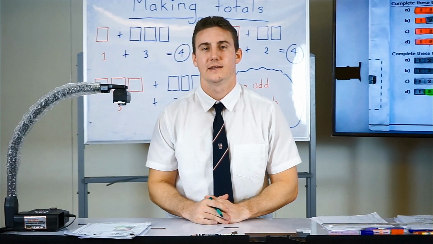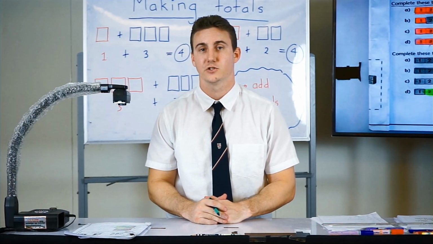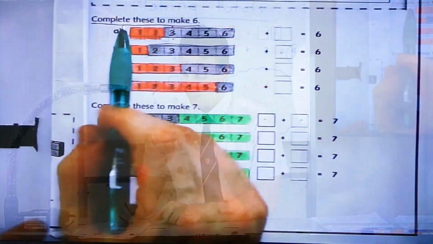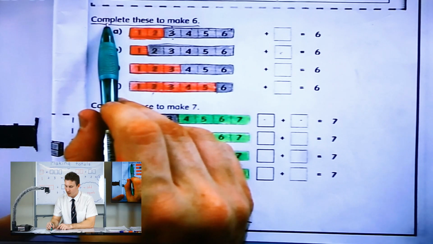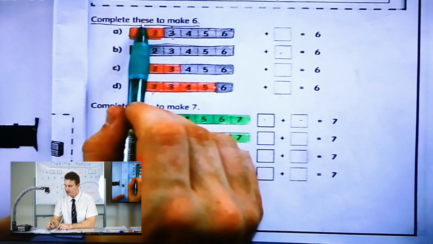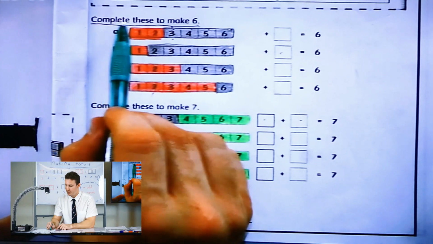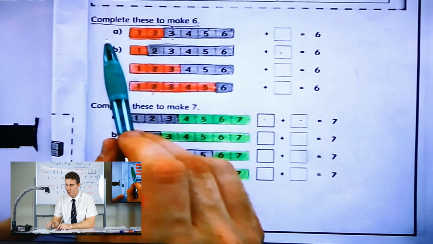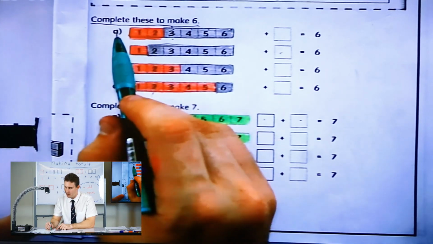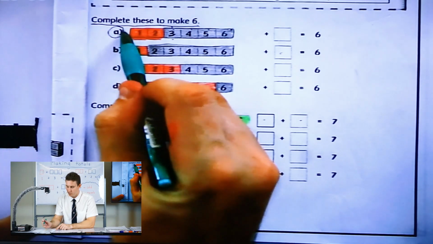Okay, students. Now let's turn to our next example in our page of making totals. If you look at the first sentence there, it says, complete these to make 6. Complete these to make 6. So now we are going to add, okay, plus. So I will do A with you.